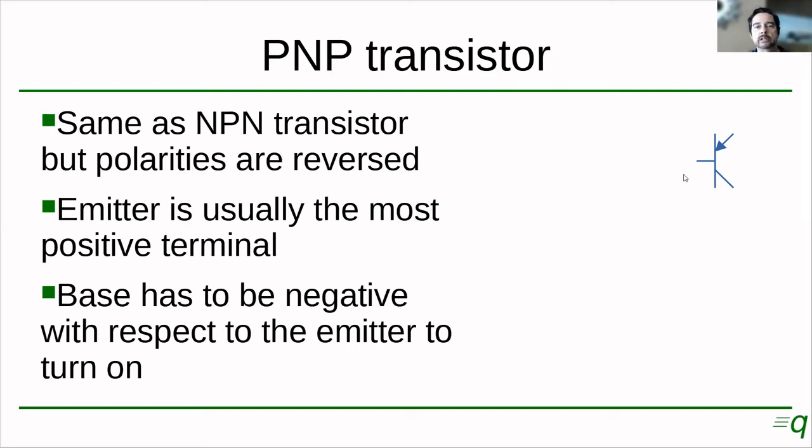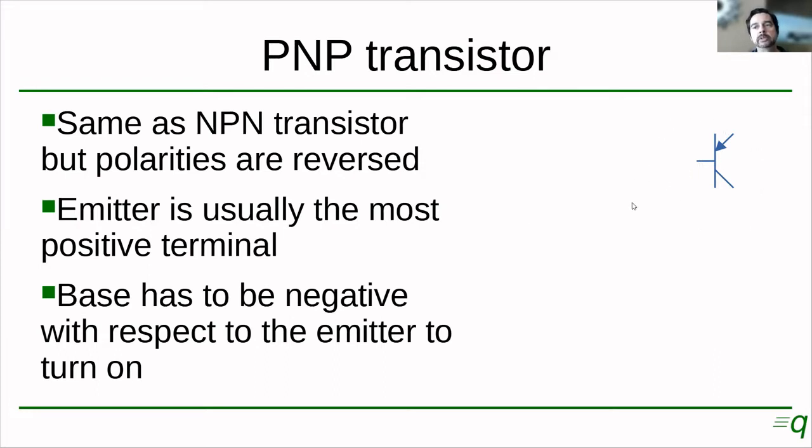If you recall, in the NPN transistor, the emitter was usually connected to the negative side of the power supply. Here on the PNP, this is going to be connected to the positive side of the supply. Also on the NPN transistor, the base had to be more positive than the emitter for the transistor to turn on. Here it is the opposite. The base has to be more negative than the emitter for the transistor to turn on.